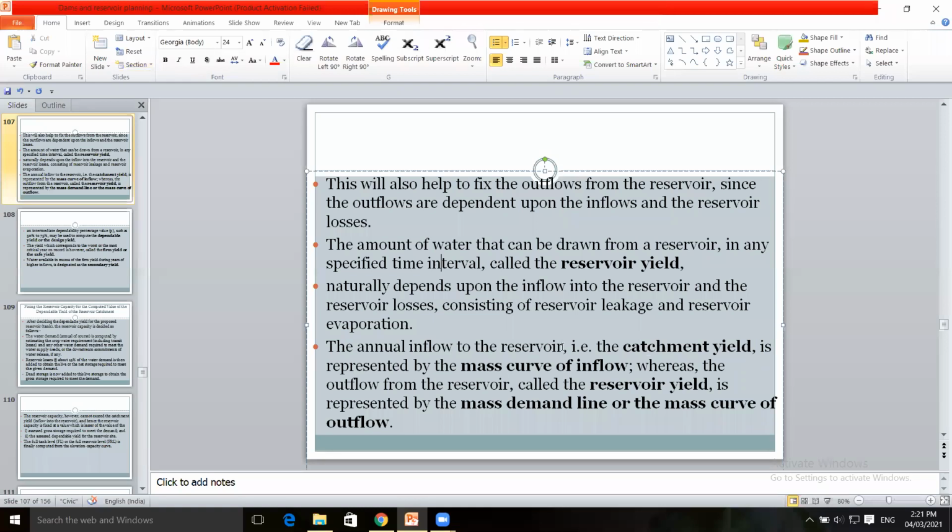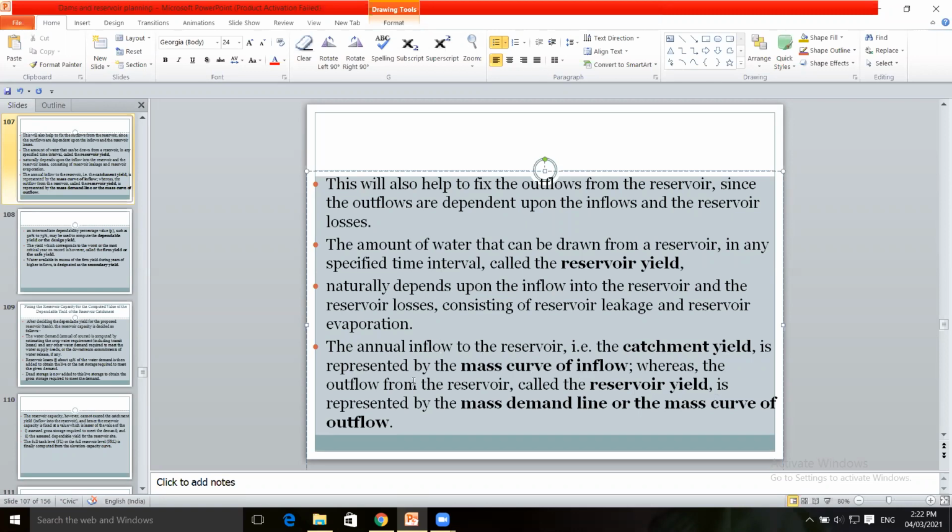The annual inflow in the reservoir is the catchment yield, and the annual outflow from the reservoir is called reservoir yield. That is represented by the mass demand line or mass curve of outflow. The reservoir yield is shown in the mass curve of outflow, or it is called the mass outflow curve. And the mass inflow curve represents the catchment yield, and the mass outflow curve represents reservoir yield.